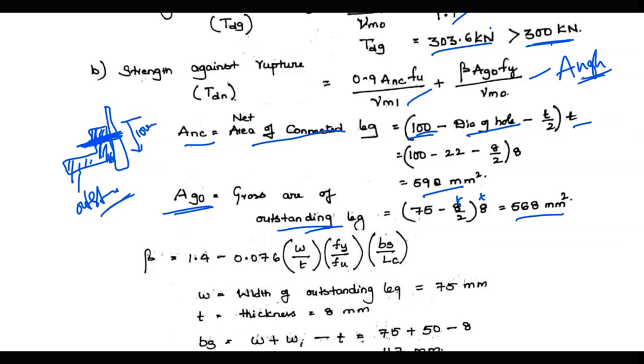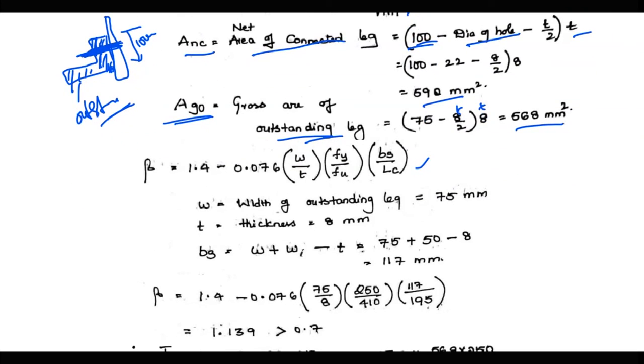And on substitution here you will get the value. Of course you need to know what is beta. Beta is given by this expression from the code book. You can find that expression from the code book. Of course we have seen the values about these in the previous problem solved, so I hope you can just substitute them. Width of the outstanding leg is 75 mm. T is the thickness. And 65 is the pitch, and bs is w plus w1 minus t.